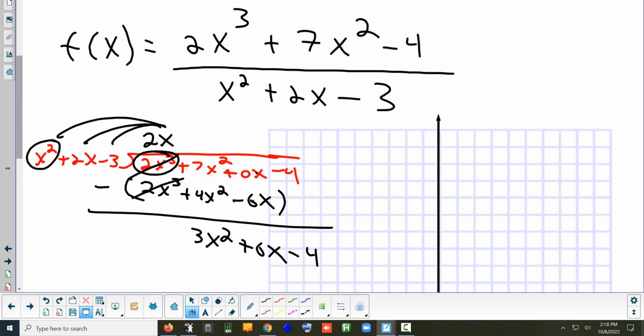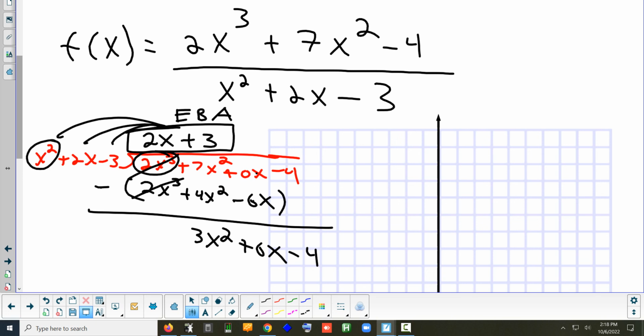So now, divide 3x squared by x squared. And what do you got? 3. 2x plus 3 is the quotient. You don't need to finish that off and get the remainder. You don't need it. That is my EDA, 2x plus 3.